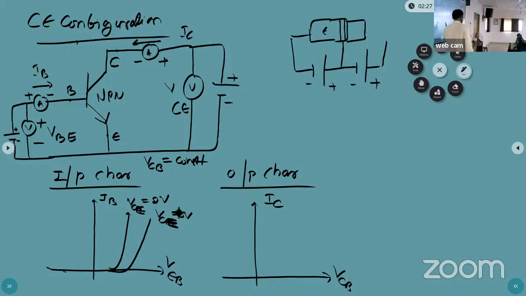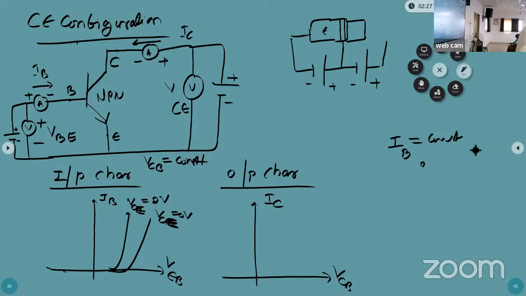Now I will stop the input characteristics and move to the output characteristics. For the output characteristics, which one are we keeping constant? Current. Which current? The input current is constant.